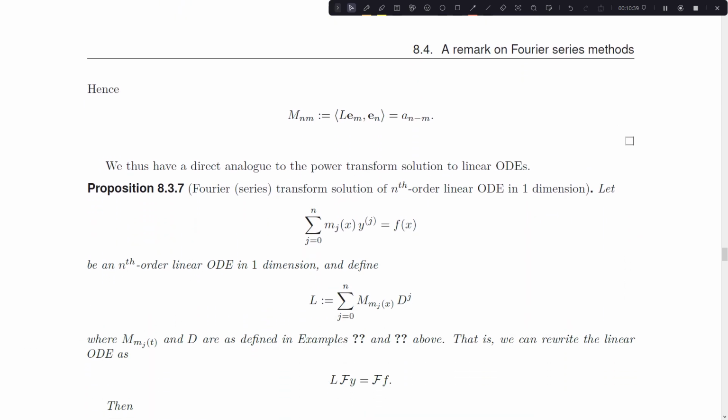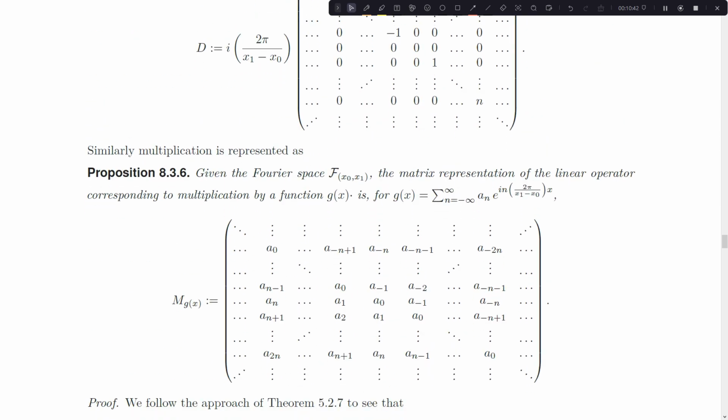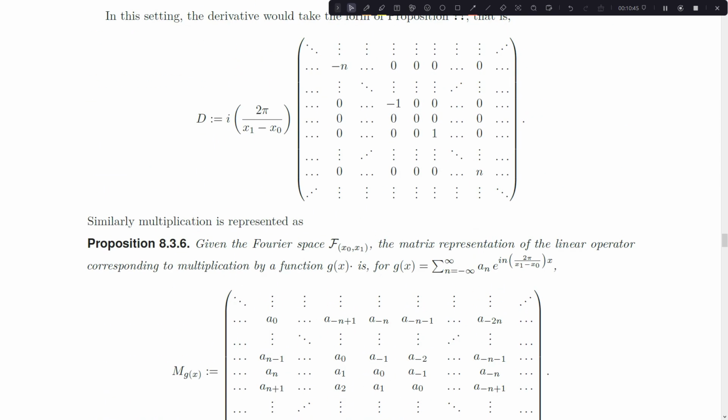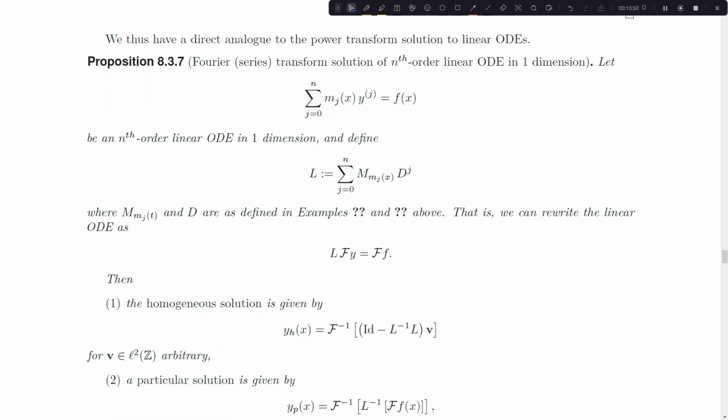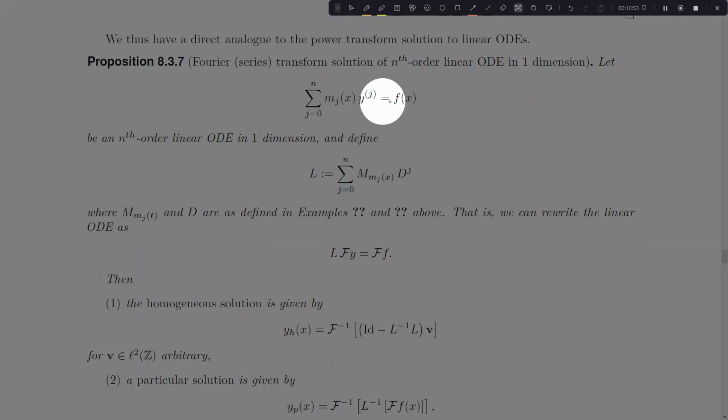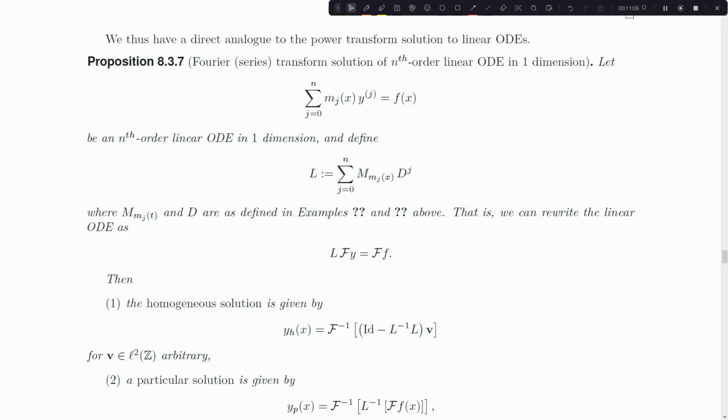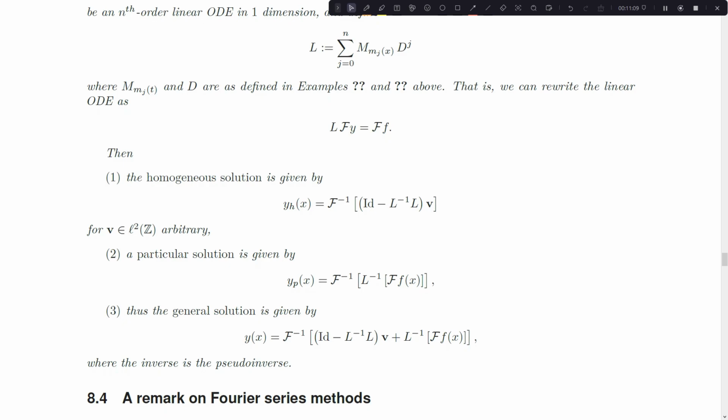Okay, so because of that, we have our matrix M, which corresponds to multiplication by a function. We have our matrix D, which corresponds to derivatives. And just as before, we can now convert any linear differential equation into an infinitely large matrix acting on an infinite vector for whatever y would map into, and then our infinite vector for what f would map into. And the solution maps are exactly the same.